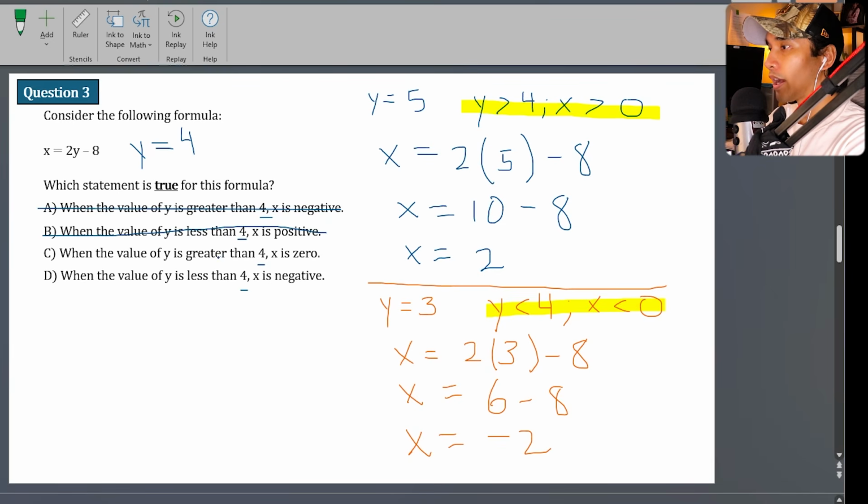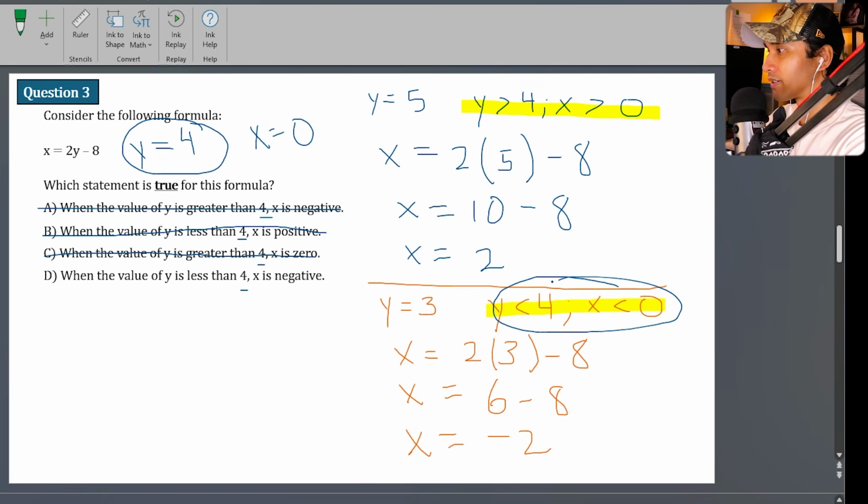When the value of y is greater than 4, x is 0. No, because x is 0 only when y is 4, because our cutoff is 4. And remember, our cutoff can only happen when x equals 0. So this is wrong. And this renders D correct. When the value of y is less than 4, x is negative, and this is correct.